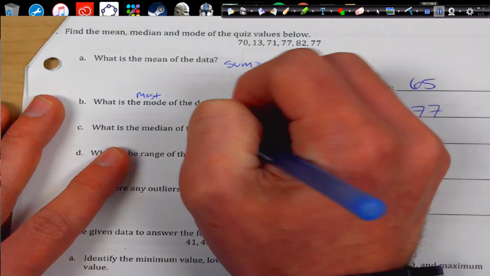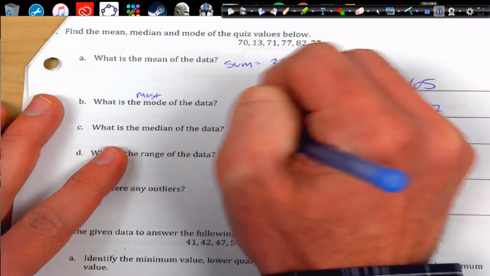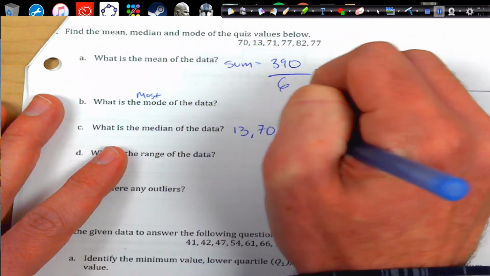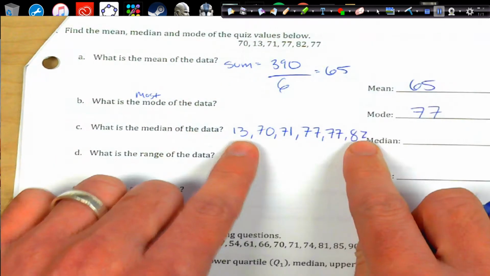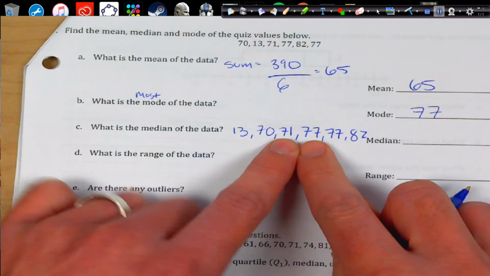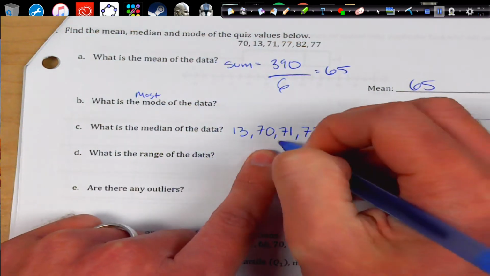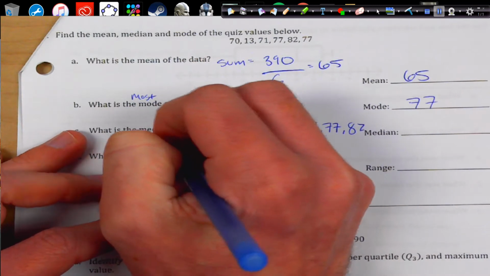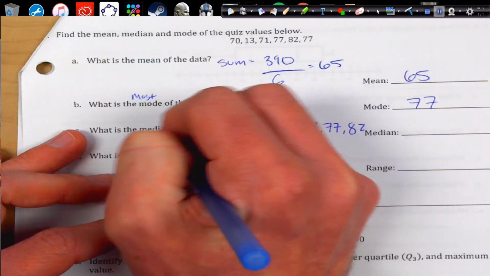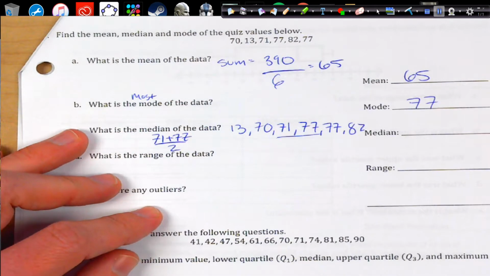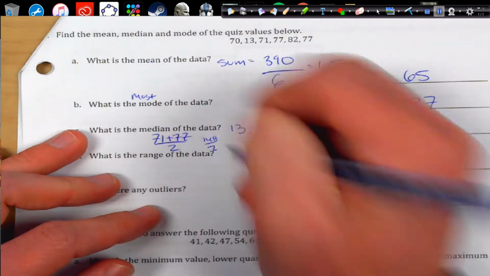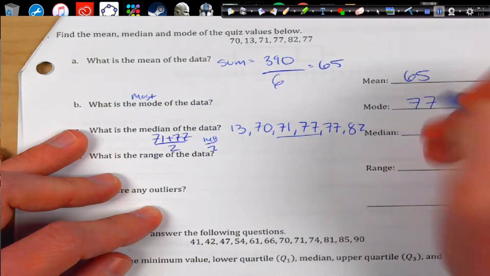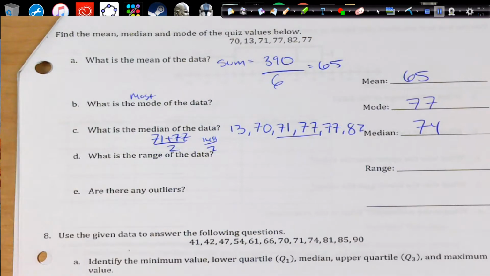Median, we've got to order this. 13, then we have 70, 71, 77, 77, and 82. And just count in. What's the middle term? Okay, it's right in between these two. So we're going to do 71 plus 77 divided by 2. So that's 148 divided by 2. And we get 74.